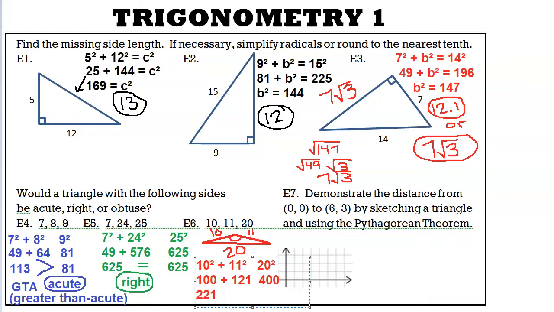And when I look, I would say 221 is definitely going to be less than 400. So if the two numbers come out and you have a greater than symbol, it means acute. If they come out equal, it's right, so that means less than. There's really only one option left, and that would be obtuse.